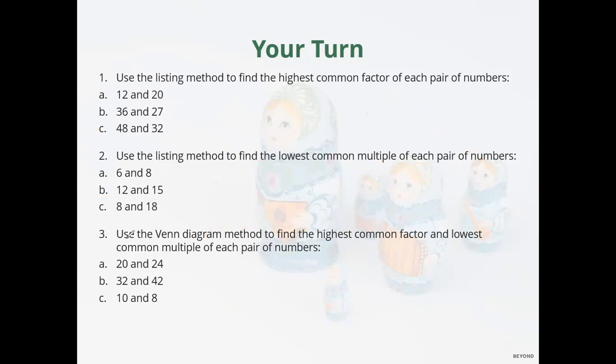Third, use the Venn diagram method to find the highest common factor and the lowest common multiple for each pair of numbers. Guys, explore this now. I want you to take this back as a little exploration part. Try to use the Venn diagram to find the highest common factor and the lowest common multiple of each pair of numbers.